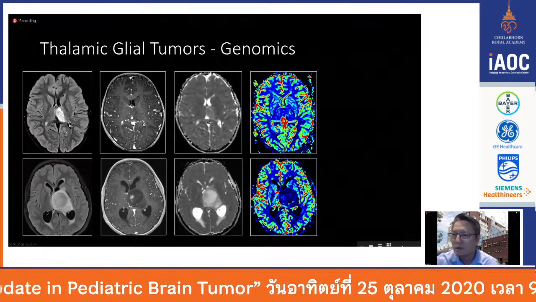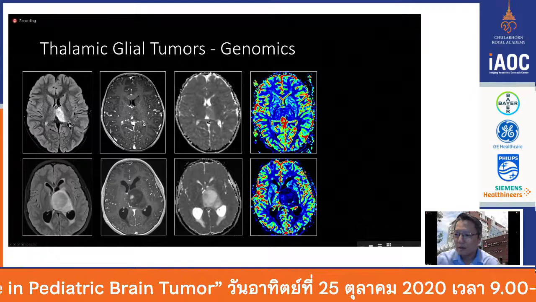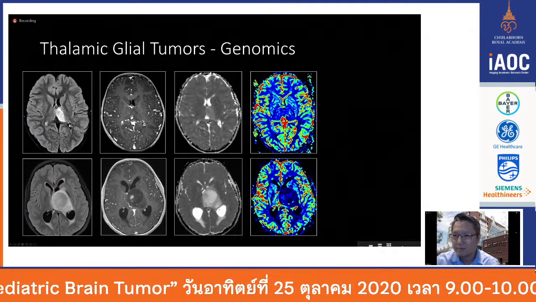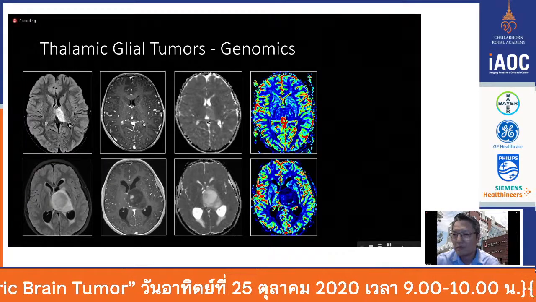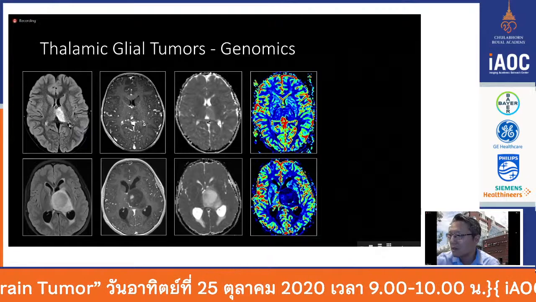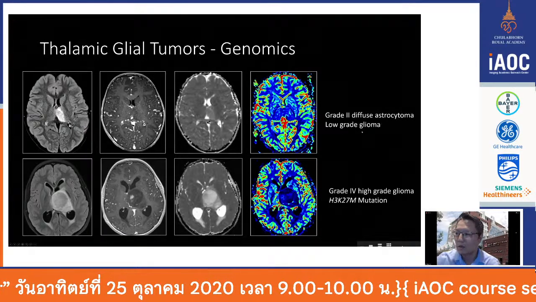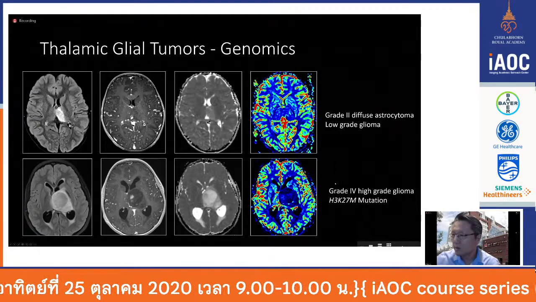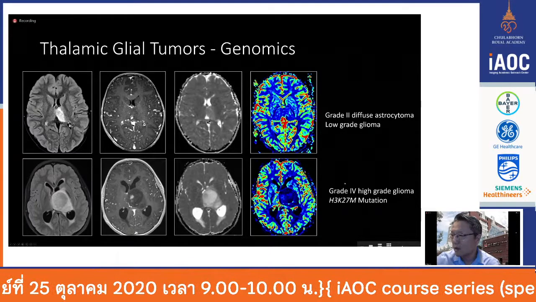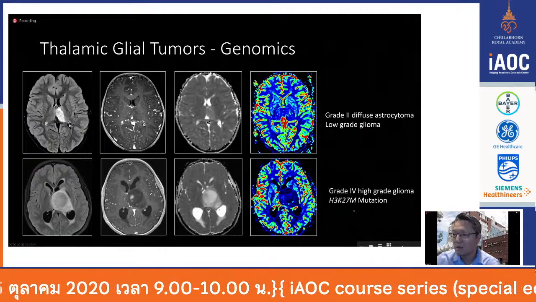So these could be low grade, you know, if it's in the thalamus, maybe a diffuse astrocytoma or something. And the top one certainly was that. It was a grade 2 diffuse astrocytoma. This is a low grade glioma. Good outcome. This one ended up being a grade 4 high grade glioma with the H3K27M mutation.